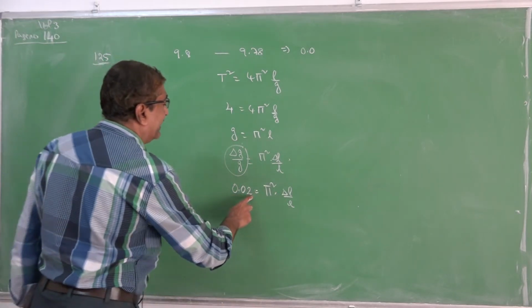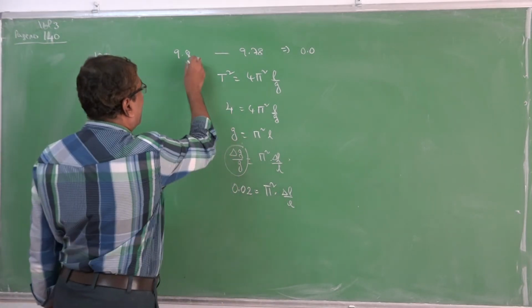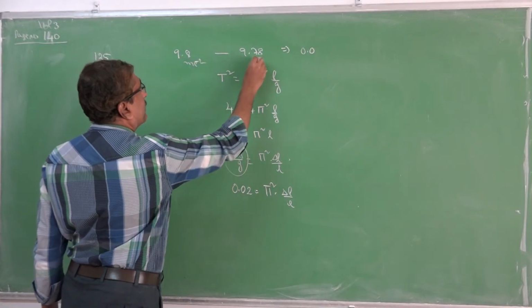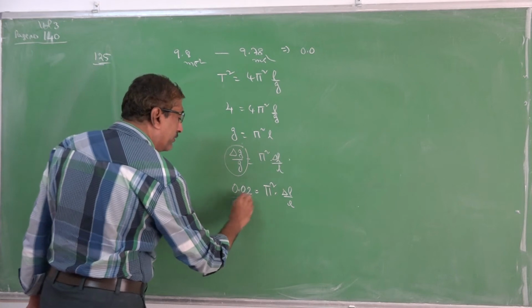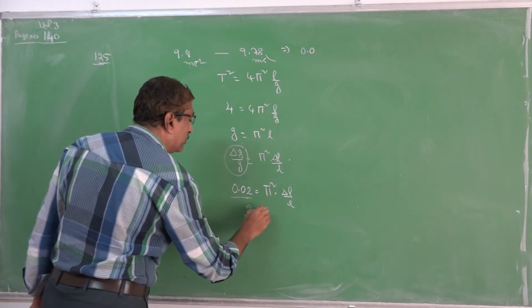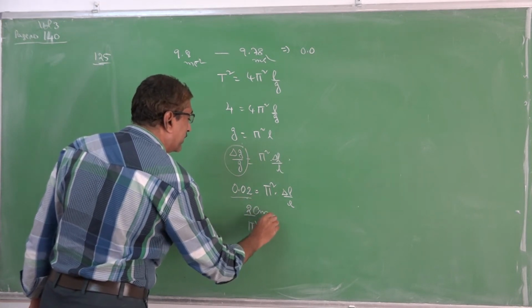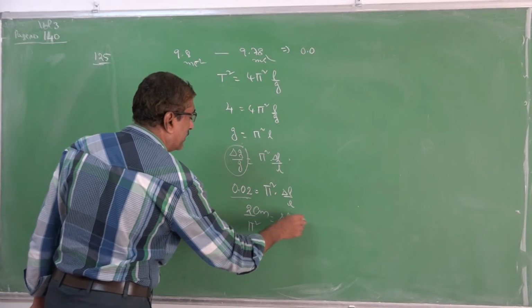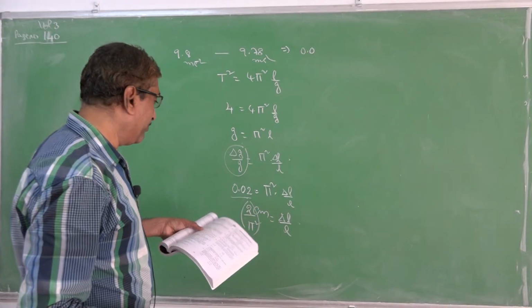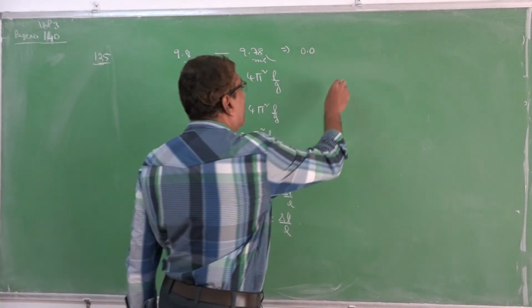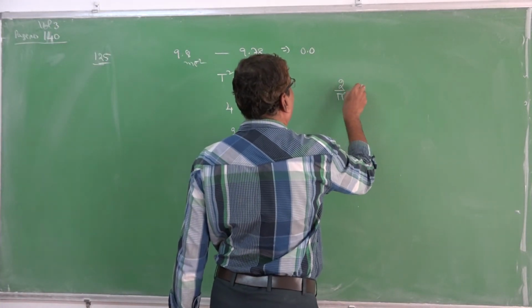So this is in meter per second square. We have calculated this in meter per second square, and this is also in meters. That means this change in length is in meters. So if this is in meters, we can write 2 centimeter by pi square is equal to delta L by L. So the answer is that the length should be increased by 2 by pi square centimeter.